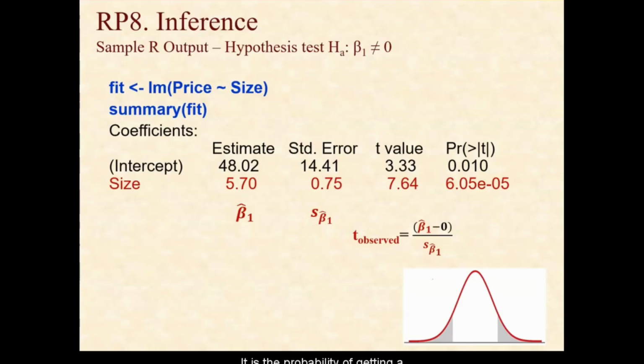It is the probability of getting a t-value at least as extreme as the value that we observed in our sample, if in fact beta 1 equals 0. That is, it is the probability of getting a sample result as extreme as the one we obtained if there is no linear relationship between house price and size. The p-value is very small. It's very unlikely that we would have gotten a sample result this extreme if there were no relationship between house price and size. We would conclude a relationship.